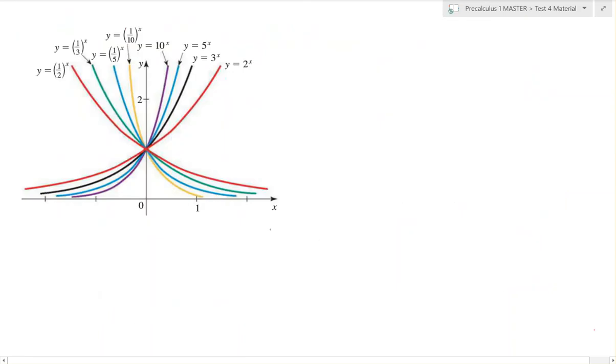Here you can see some families of exponential graphs. So y equals 1/2 to the x, 1/3 to the x, 1/5 to the x, and so on. And then these numbers that are greater than 1 to an exponent. If you have a fraction to the exponent, it's going to be a decreasing function, a fraction that's between 0 and 1. And if you have a number that's larger than 1, then it's going to go increasing on its domain.